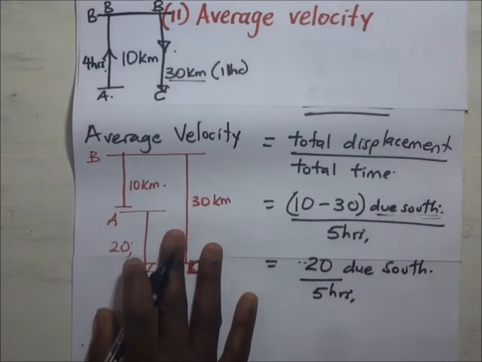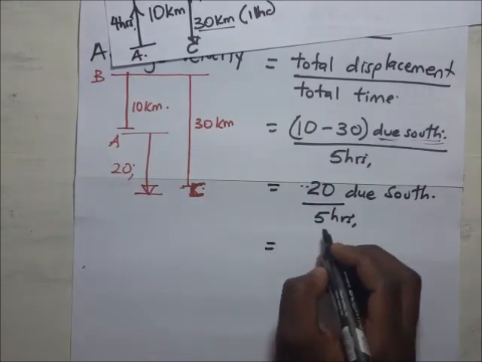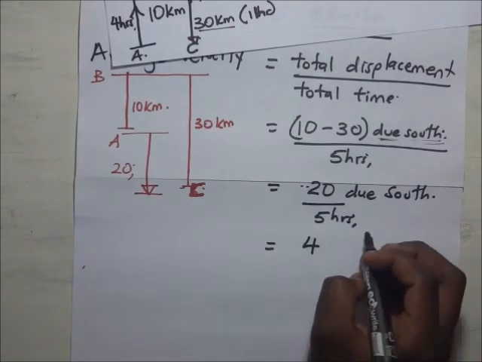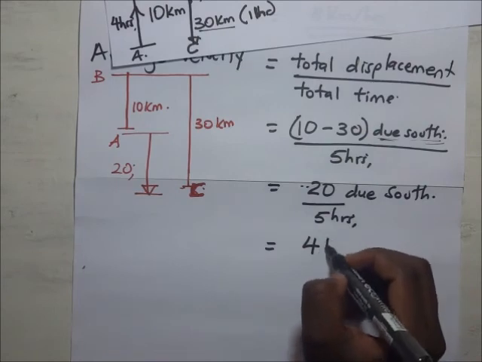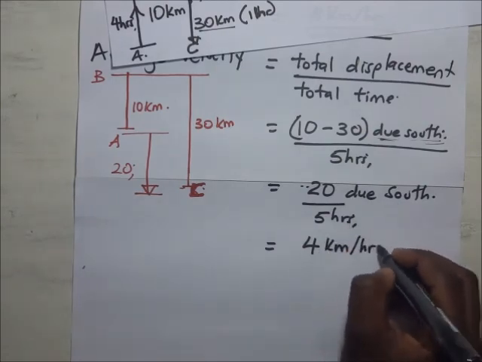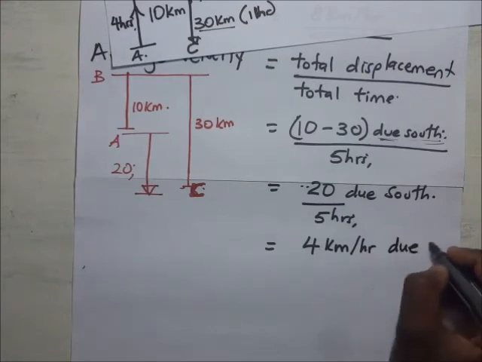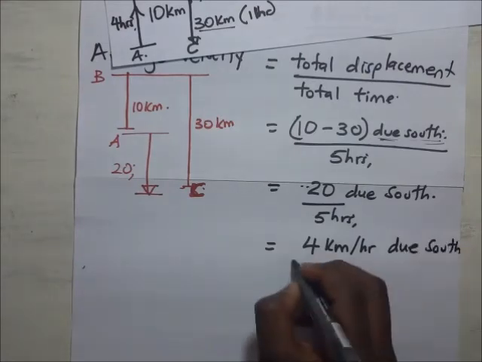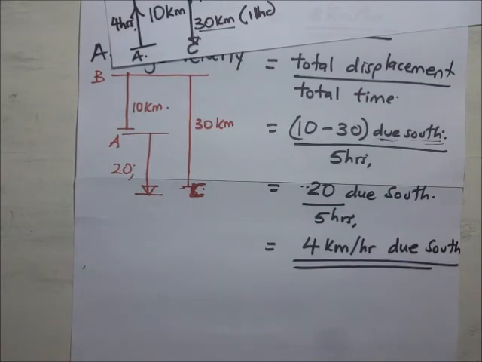And of course, 20 divided by 5 is 4 kilometers per hour due south. And definitely this is the average velocity of the body.